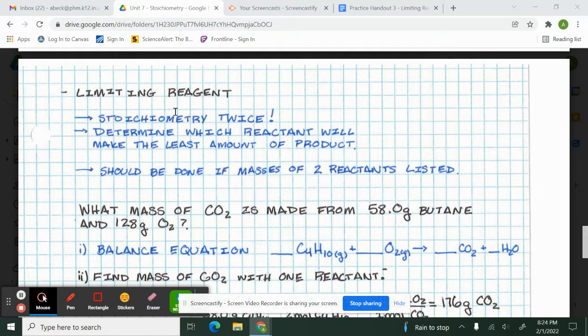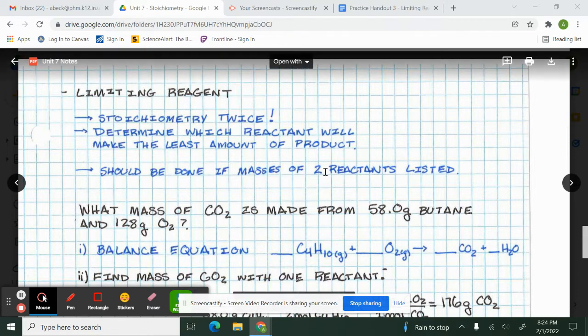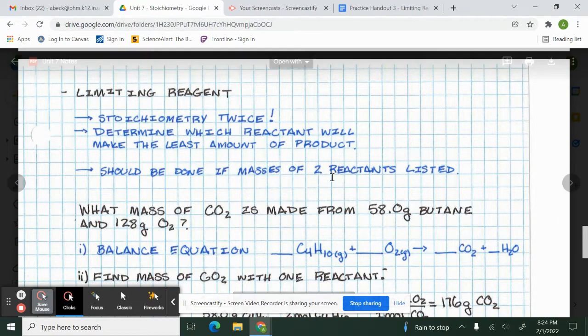It should be done if masses of two reactants are listed, as you can see right here. So when you see two masses listed, then you need to do stoichiometry twice. I sort of talked about this with some of you. If you're talking about making cookies and you have 6 dozen eggs and only 1 cup of sugar, the 1 cup of sugar is going to dictate how many cookies you can make. The eggs we have plenty of.